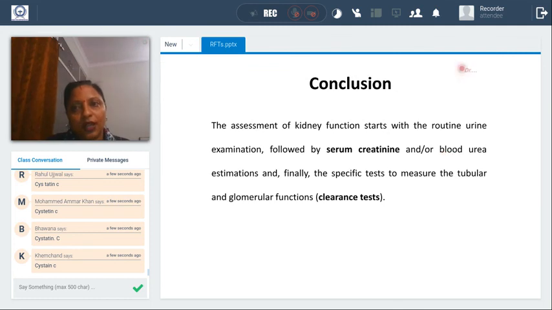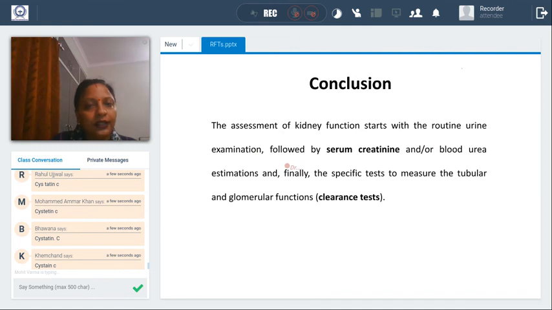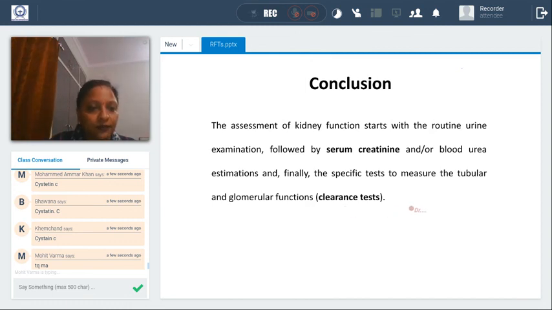What is the conclusion of the whole class? First, we will perform the routine urine examination, like physical, biochemical or microscopical, followed by estimation of serum creatinine or blood urea nitrogen. And finally, we will go for specific tests to measure the tubular or glomerular functions, like the clearance test.